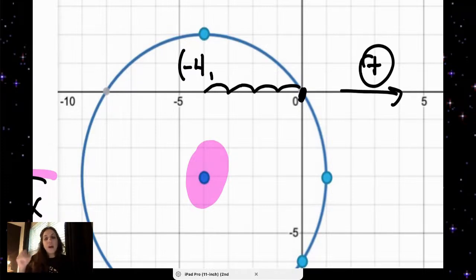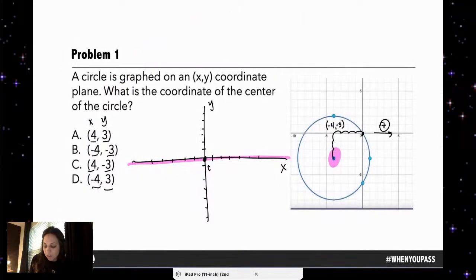Now, from there, am I going up, which would be positive, or am I going down, which would be negative, to get to my dot? I'm going down, which means it's a negative value. So I'm going down 1, 2, 3. So my center of this circle is going to be -4, -3, which is B.